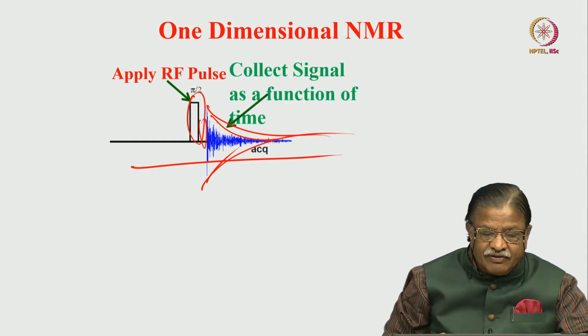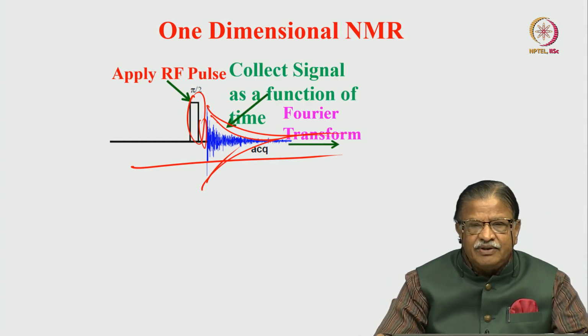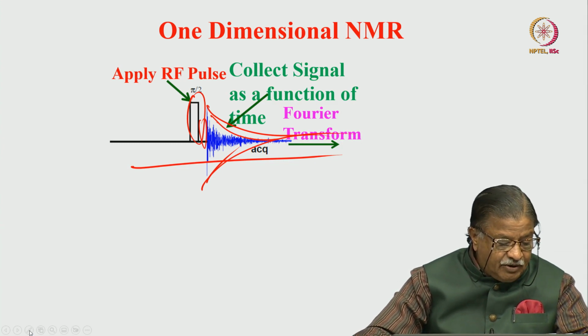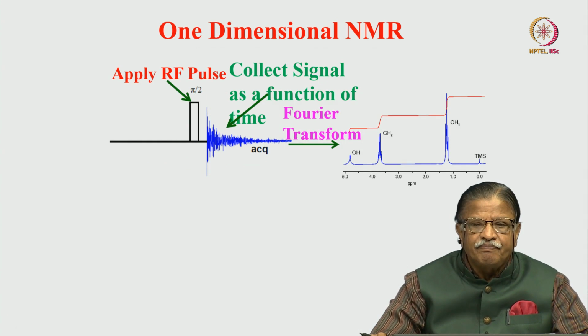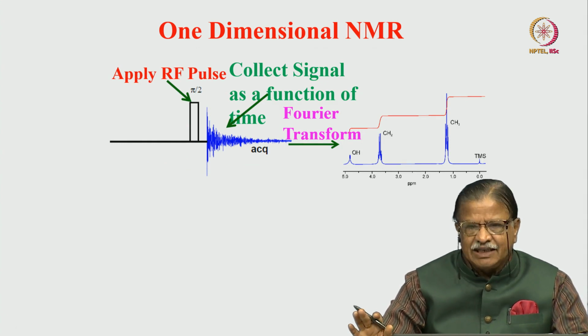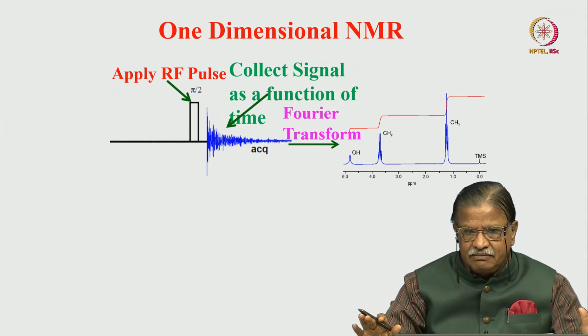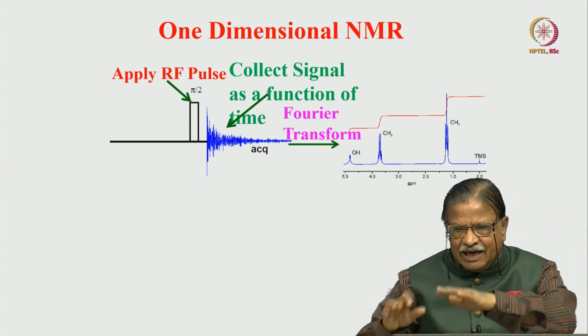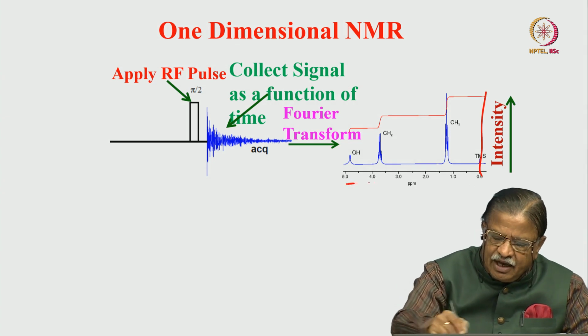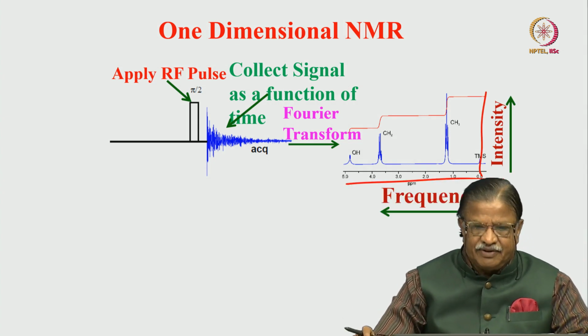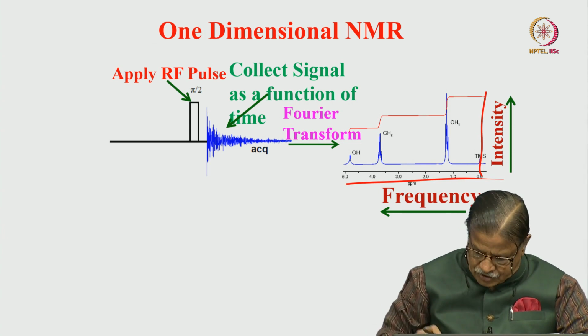And then after collecting the signal, we do the Fourier transformation. When you do the Fourier transformation, you get a spectrum like this. Very simple. This is a conventional one dimensional NMR: apply a radio frequency pulse, collect the signal and do the Fourier transformation. Here you have the intensity, and here the chemical shift, frequency.